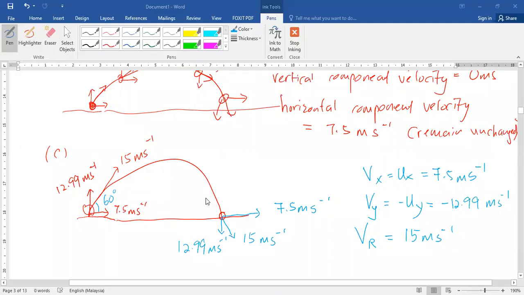Okay, that means that at the other side, it will also be 60 degrees, but this 60 degrees is below. That means that we can set that 60 degrees below horizontal surface.